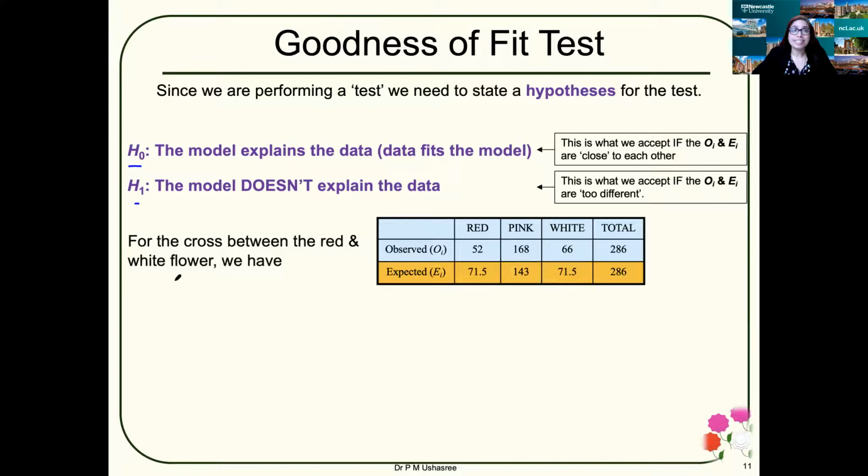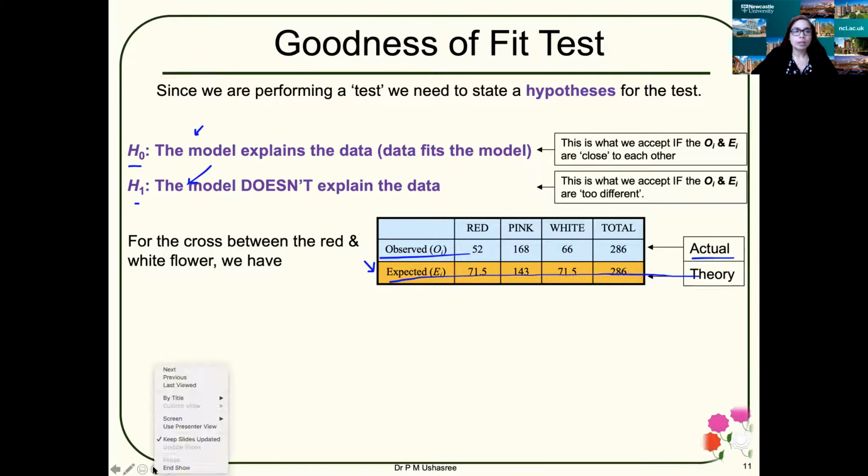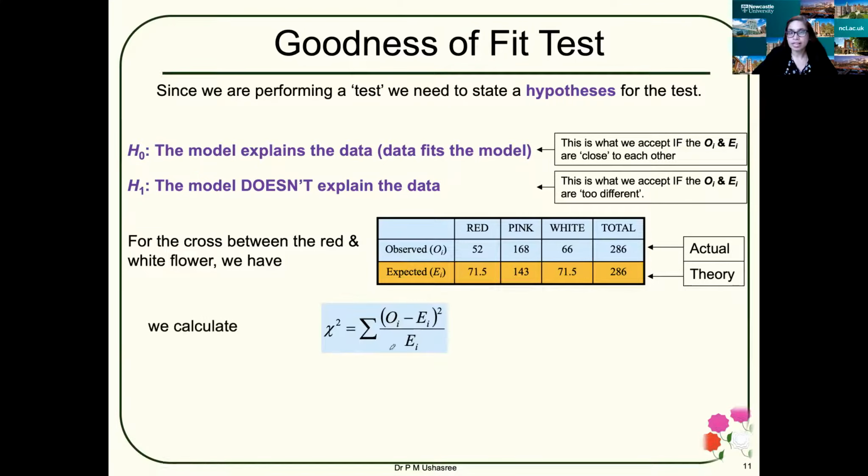This is for the cross between the red and the white flower, for our example, which we have already seen. So far, we have stated the null hypothesis, we have stated the alternative hypothesis, and we have calculated the expected frequency. So this is your actual value, experimental, and this is from your model theory. Now what we have to do is calculate the chi-square statistic.